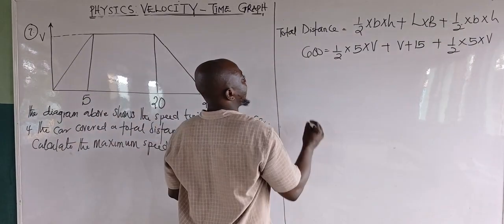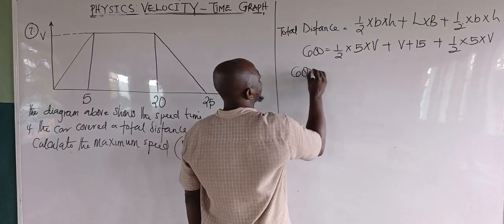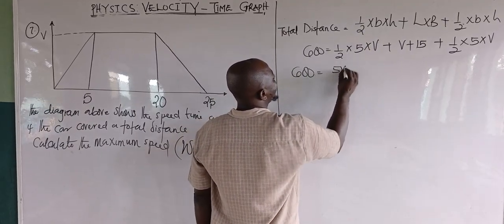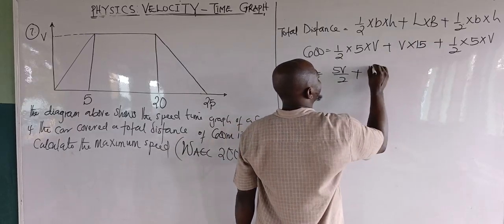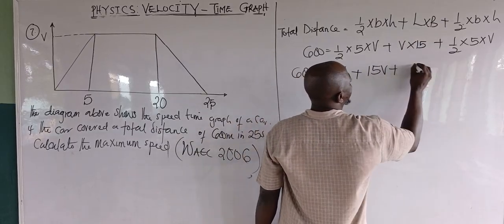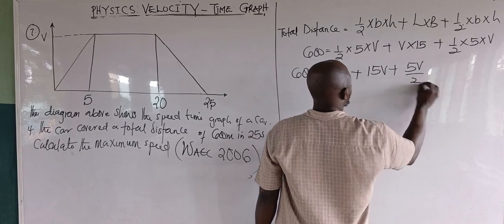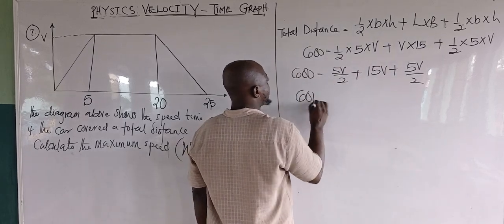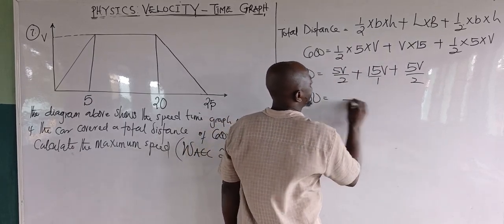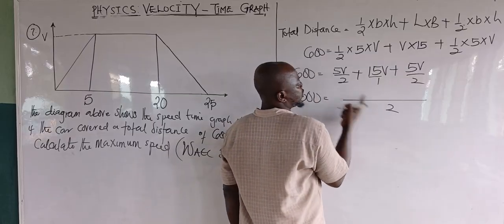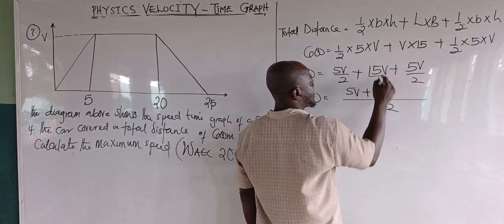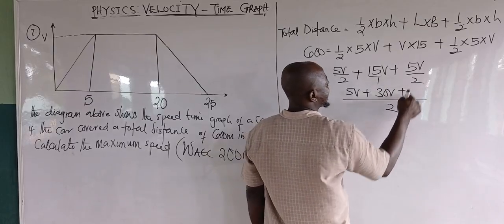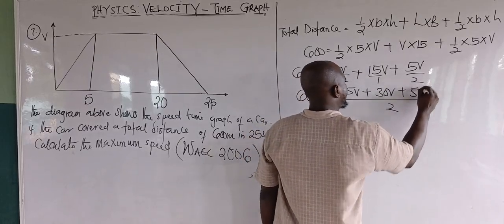So what do we know here now? I have that here becomes 600. This will give us 5V/2. Multiply this, I'm having 15V plus 5V/2 here. So here, I'll find my LCM. My LCM of everything here is 2. 2 in 2 will give us 1 times this one, I'm having this. 1 in this is 2 times this one, I'm having this. Plus this in this is 1 times this one, I'm having this here.